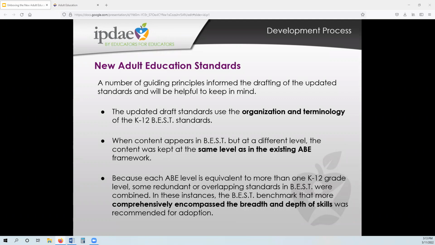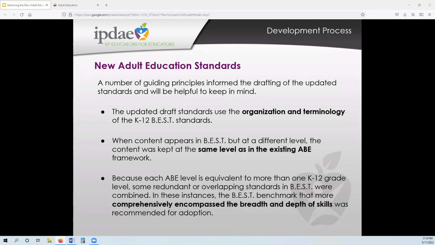The second principle was, sometimes there were standards, or rather content, that appeared at a different level in BEST than it did in ABE. In those instances, what we ended up doing was keeping that content at the same level as where it appeared in the previous ABE standards framework. And again, the thinking here was to minimize any impact on the alignment between the new standards and the current assessment system.